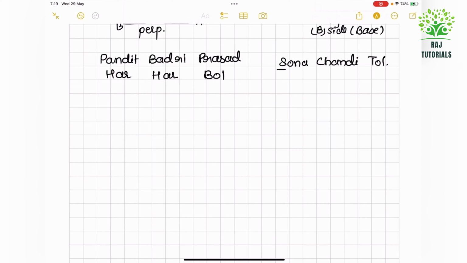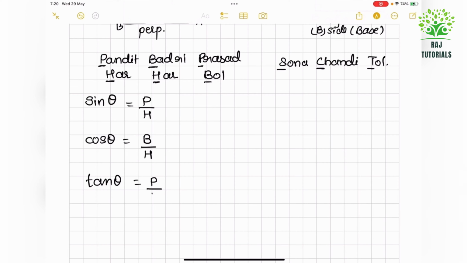First, from Sona I will be taking S. So S means sin theta. So that will be the first letters P by H. Then cos theta, B by H. And tan theta, see T from tol, and tan theta will be P by B.